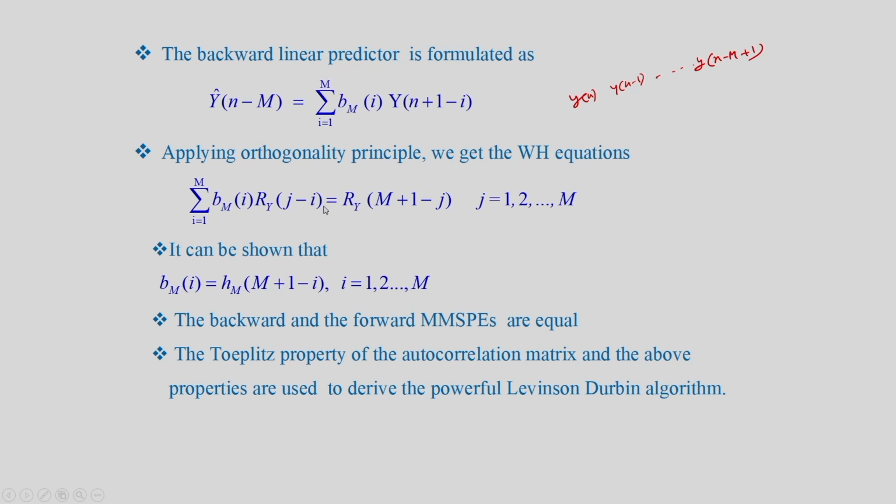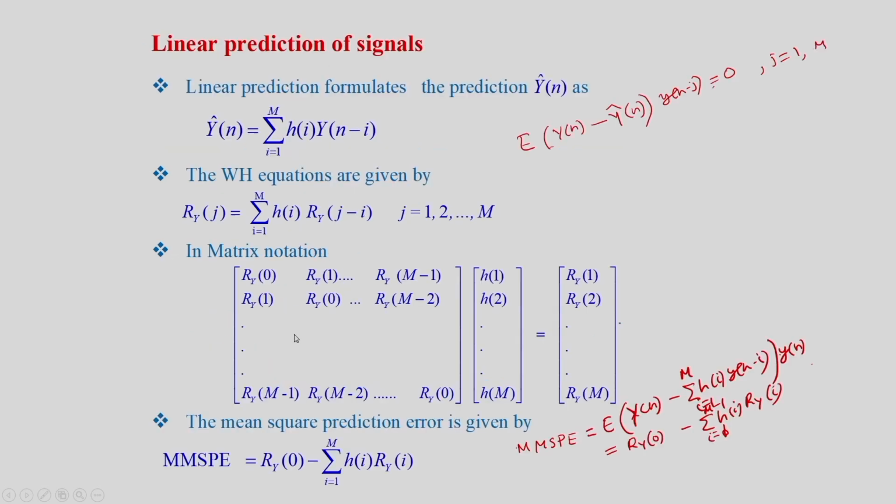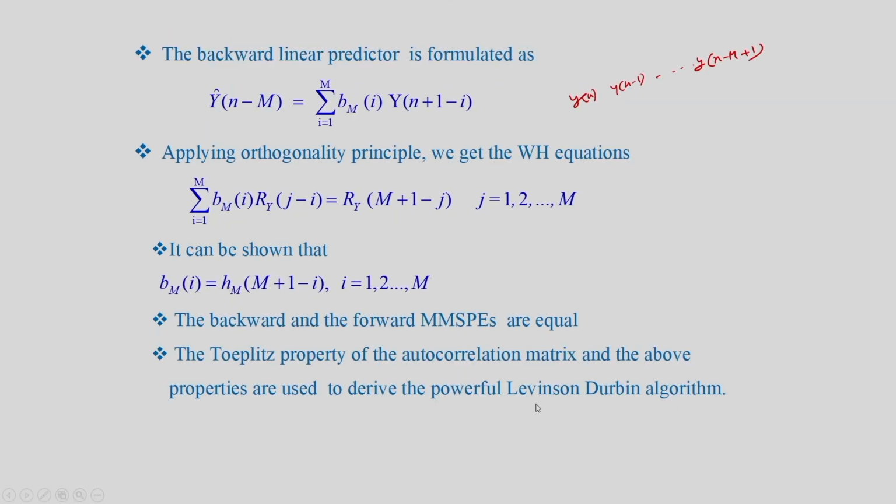From this Wiener-Hopf equation and the forward prediction Wiener-Hopf equation, we establish one important result: the backward prediction coefficient at instant i is the same as the forward prediction coefficient h m, m plus 1 minus i. This is the relationship, and we also established that backward and forward minimum mean square prediction errors are equal. So we use this result and also the symmetric Toeplitz structure of this matrix to derive the famous Levinson-Durbin algorithm that we have discussed in detail.